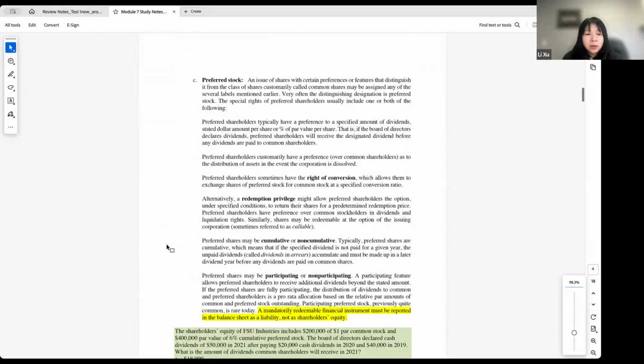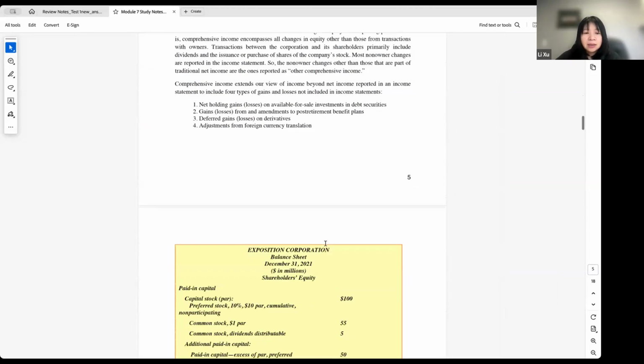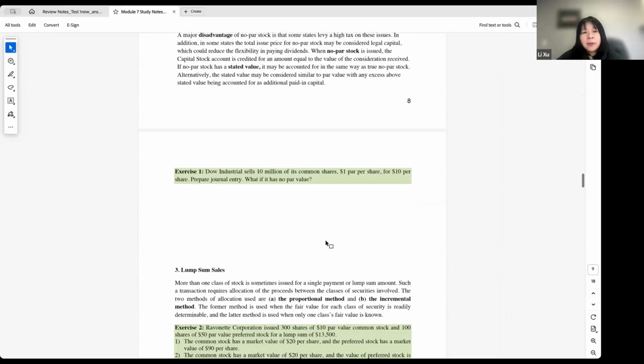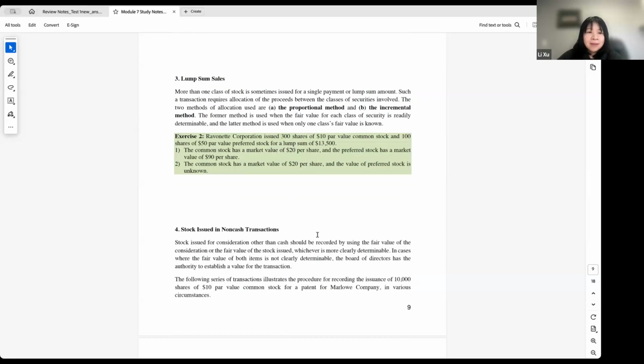Here, let's take a look at the questions. We talk about how to calculate the preferred stock dividends, especially when the dividends are cumulative. Make sure you know how to do this question. Okay, so this highlighted question about the preferred stock dividends, review it. And next, I'm going to skip this. The journal entries: here it has a par value, common stock. It's most likely going to be tested in terms of this lump sum sales. So exercise 2, spend time, do it again.